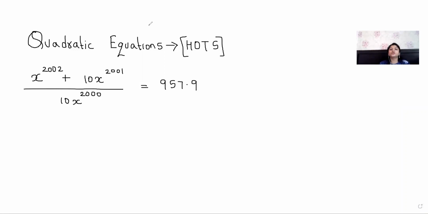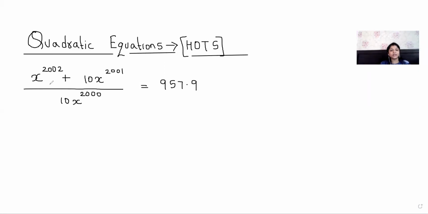Today we are going to solve one of the HOTS questions, that is higher order thinking skill based on quadratic equations. And the question is in the form of exponents. That means you will get the question in the form of exponents. So looking at the question, it's very difficult to make out that it's a quadratic equation question.